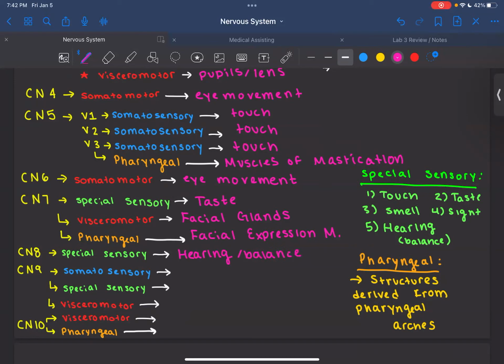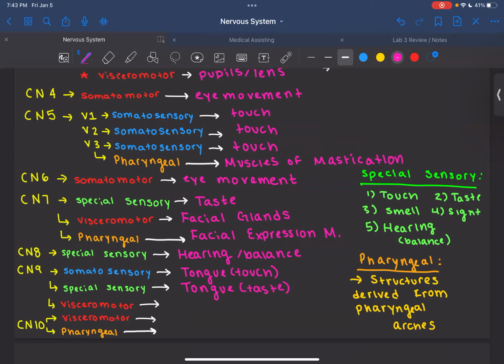We have cranial nerve 9, which is the glossopharyngeal nerve, which has 3 different fiber types. We have somatosensory, which is going to be responsible for the touch sensation of the tongue. Touch, or actually, I'll just put, oh my gosh. Sorry for my little errors going on. I'm just going to put tongue touch. And then we have special sensory, which is going to be the tongue as well, but the taste aspect.